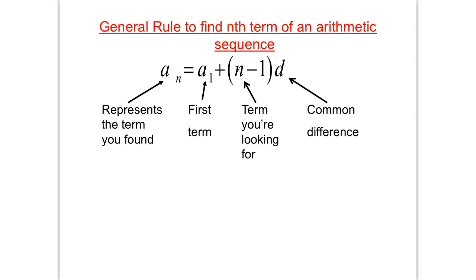Now that you know what the common difference in a sequence is and what's happening to the terms by using the common difference, we can look at a general rule to find any term in an arithmetic sequence. Notice that on the top here it says nth, the general rule to find the nth term of an arithmetic sequence.